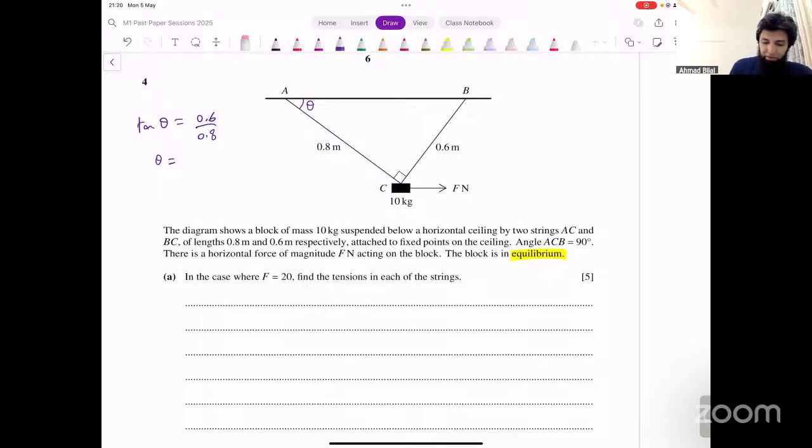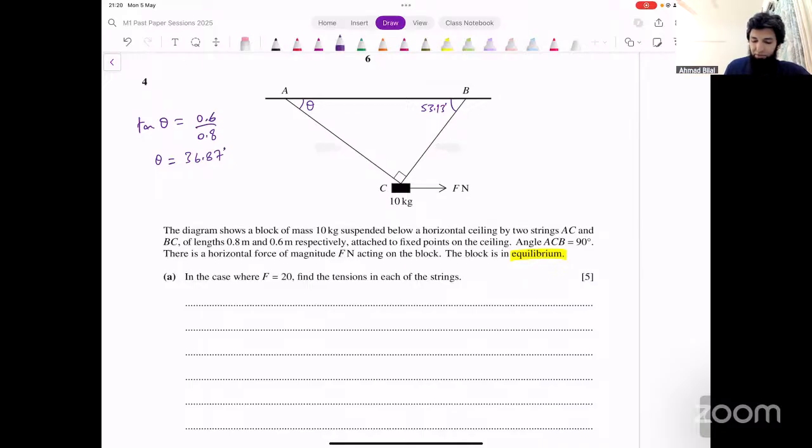36.9 degrees. Okay, 36.9 degrees or 36.87 degrees, right? This is not the final answer, so we should use more accurate numbers. 36.87, that's this angle. If this is 36.87, what that means is this angle here is going to be 53.13. Okay, so we've got these angles. Now that was the only use of these lengths that were given to us, so we can get rid of them now. We don't need them anymore.